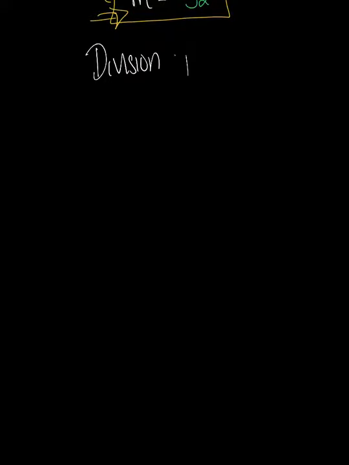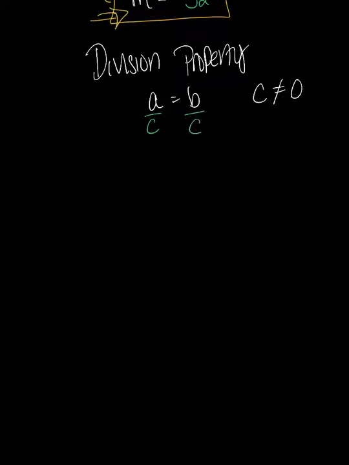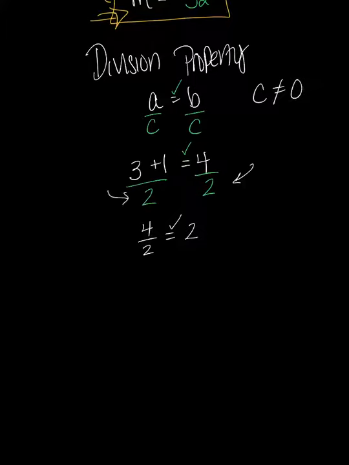Division property of equality states that if A equals B, and also, by the way, C cannot be 0, then if I divide A by C, I also have to divide B by C, and they will still be equal. Let's look at an example of this. If I have A being 3 plus 1 and B equals 4, if I divide this side by 2 and I want to keep this accurate, I've got to divide this by 2 too. And is it true that 4 over 2 equals 2? Yes, it is. As long as I divide both sides by the same thing, I'm golden.